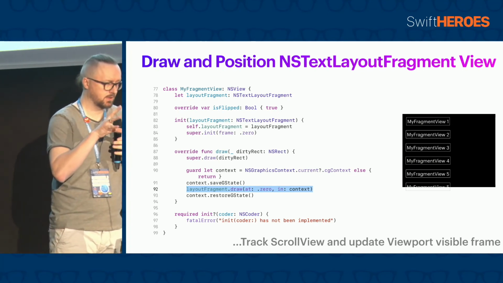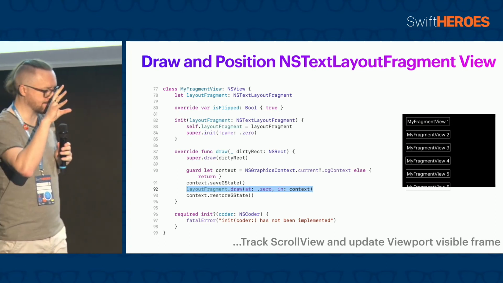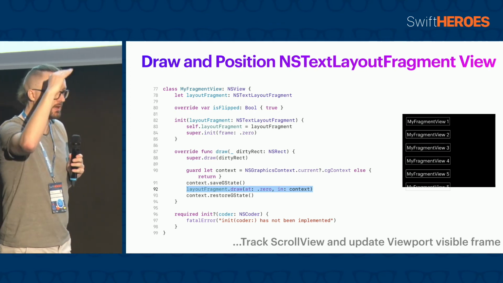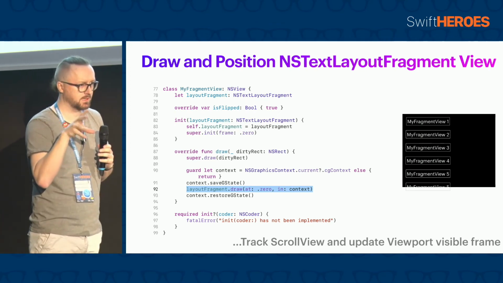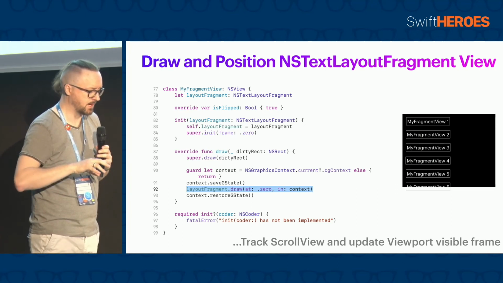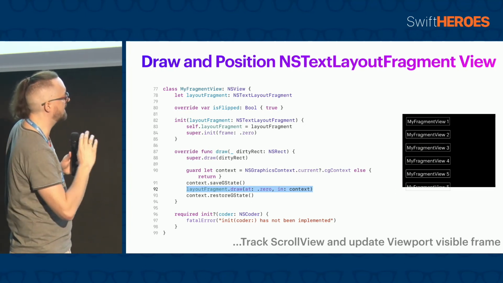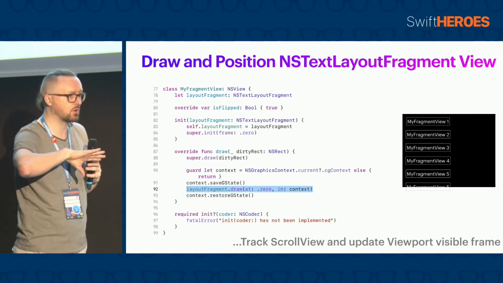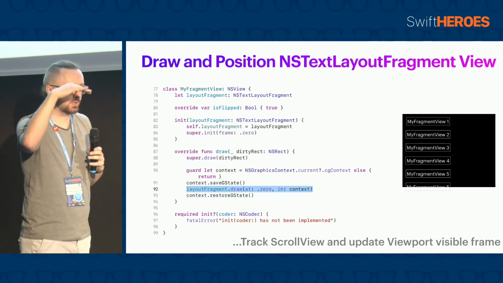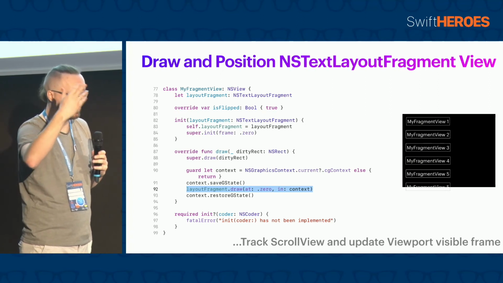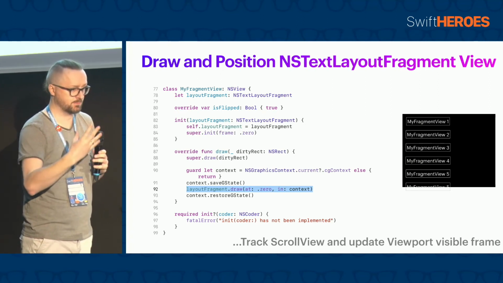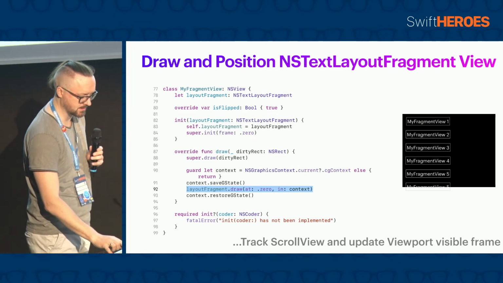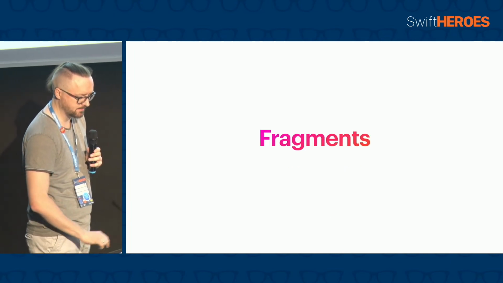To make all of that work, you have to track the scroll view, the offset, and update the offset. So there's a lot of mechanics that have to be done. I skipped that part, but this is how it works. While you scroll, you update the viewport, and the viewport updates the visible area. So only a portion of the text is currently on the screen.